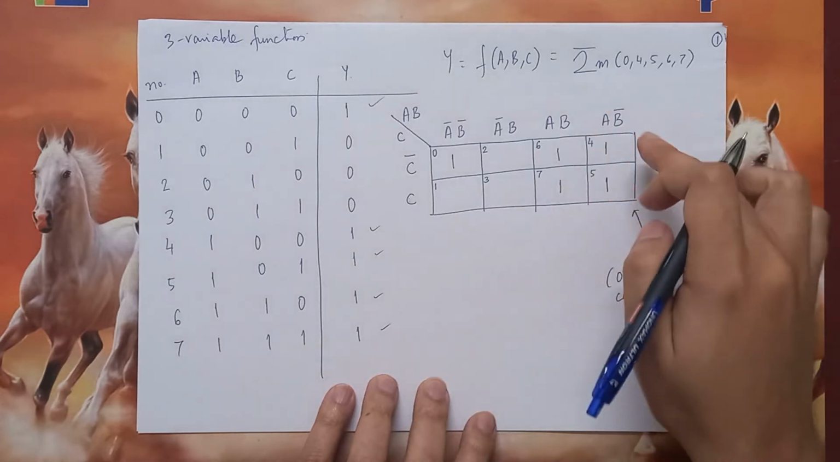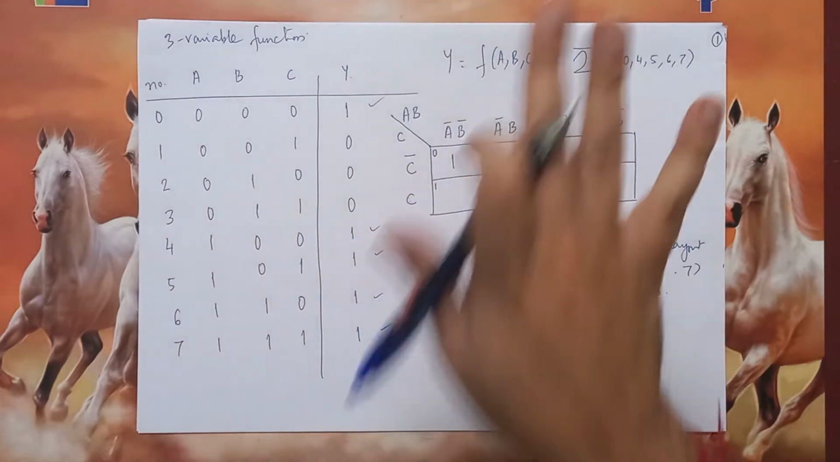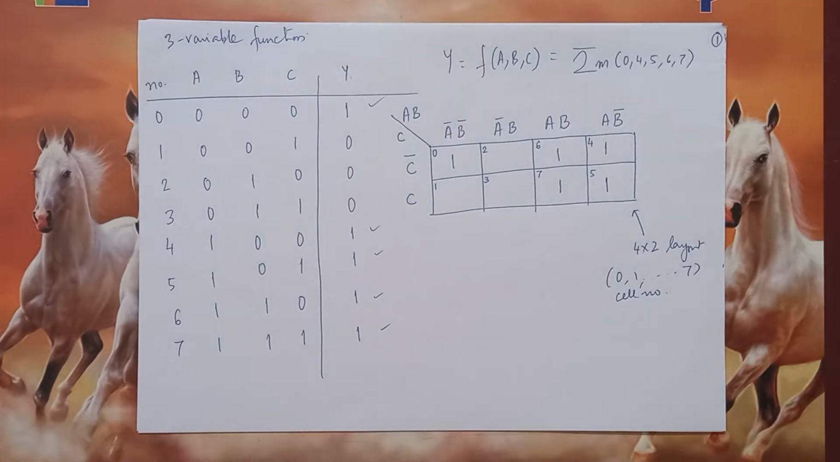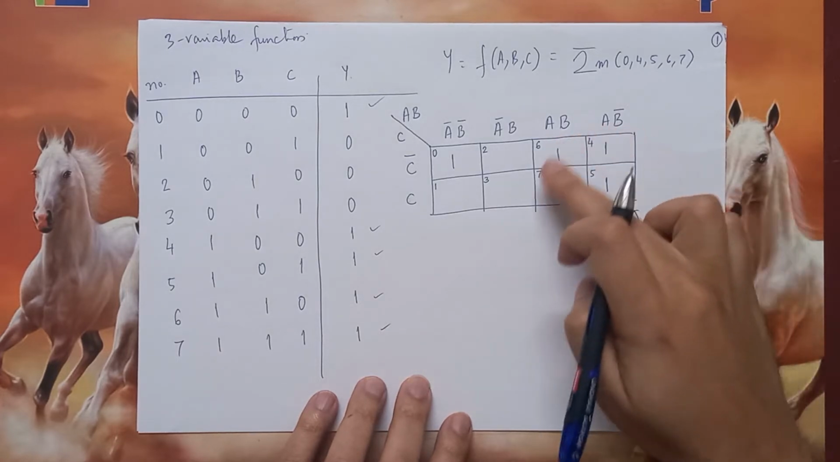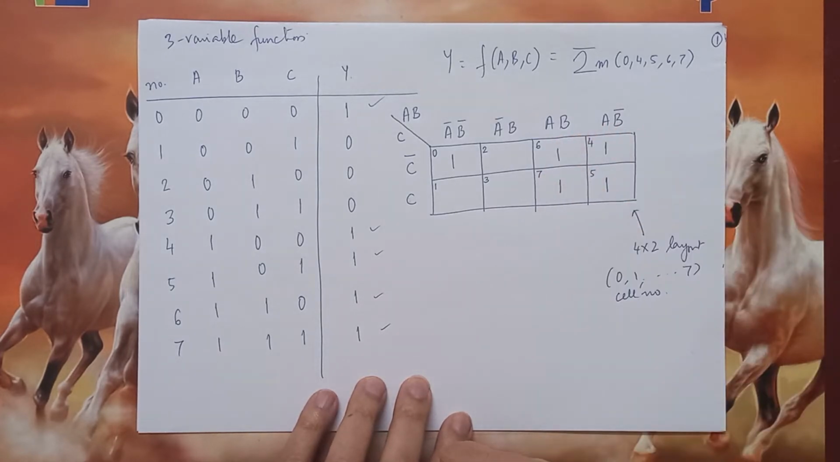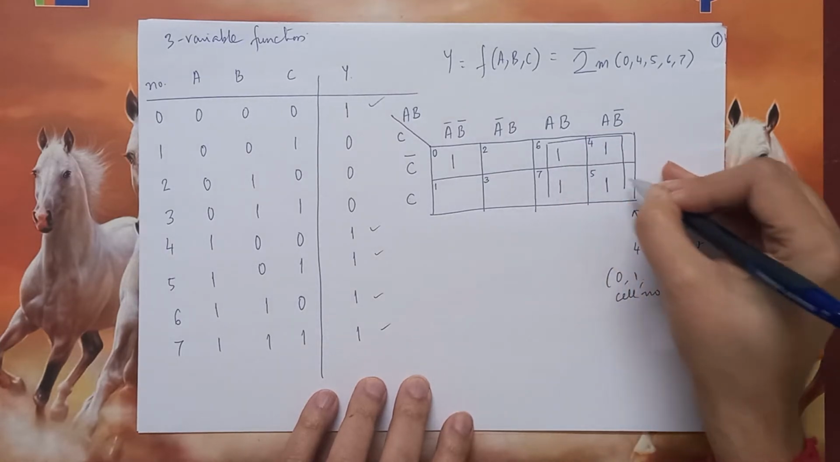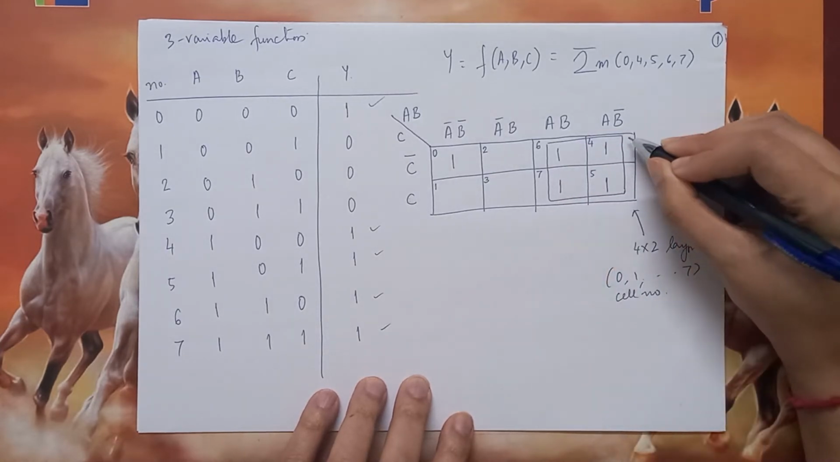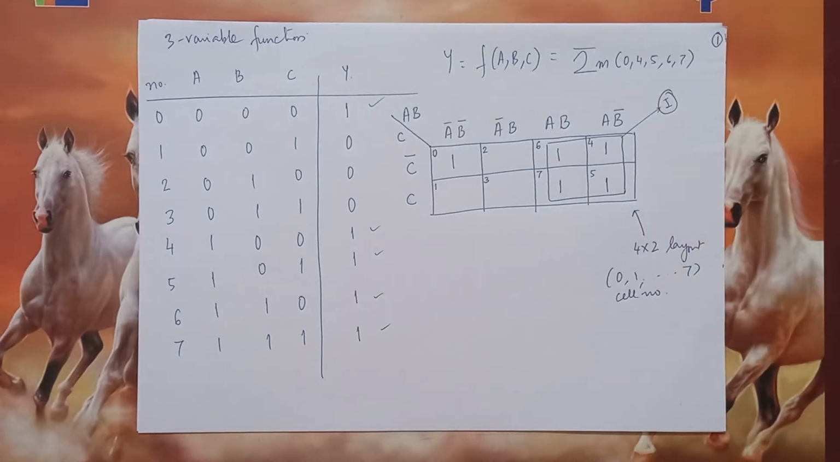So as you know, we have to group with vertical and horizontal neighbors only, and the group size should be as large as possible and in a power of 2. So what I can see, 4, 5, 6 and 7 are all vertical and horizontal neighbors to each other. So immediately I can make a group of 4 over here and call this group number 1.